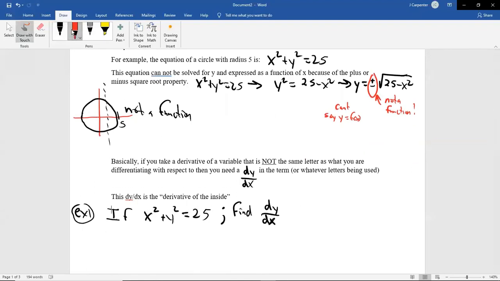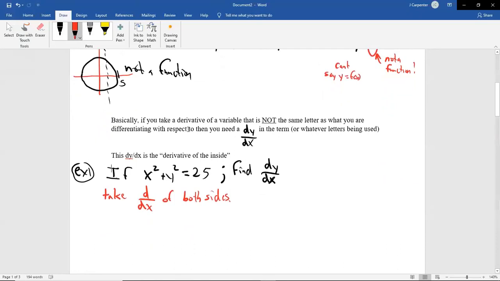So what do we do? We take d/dx of both sides. That's going to be us taking our derivative. Anytime you're taking a derivative, that's the same thing we've been doing before. Take a derivative of both sides. So we go d/dx of the x squared plus y squared equals d/dx of the 25. And yeah, you probably don't need to put the 25 in parentheses, but I'm just being consistent.